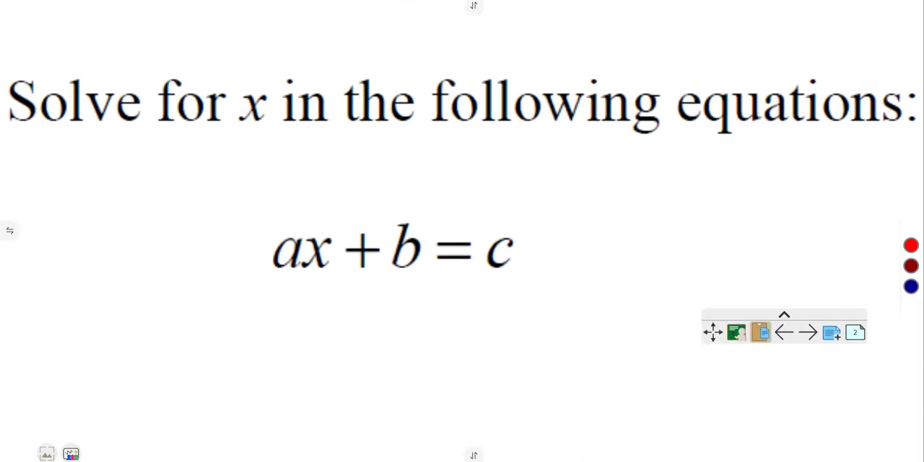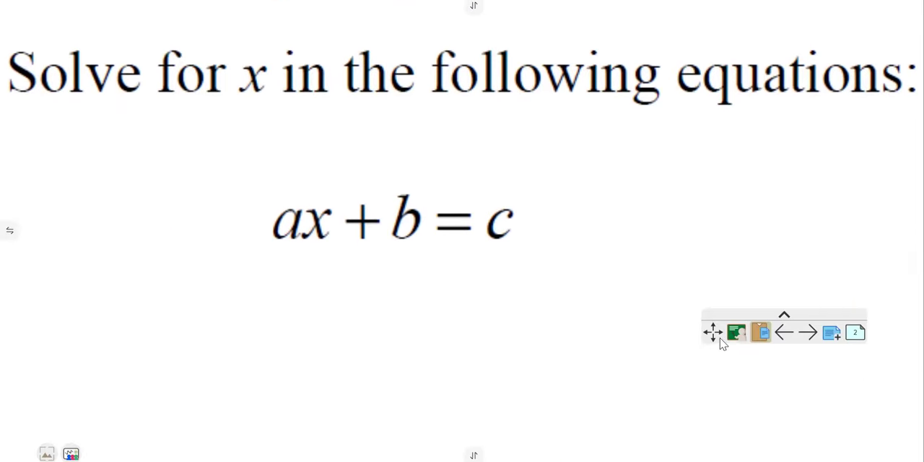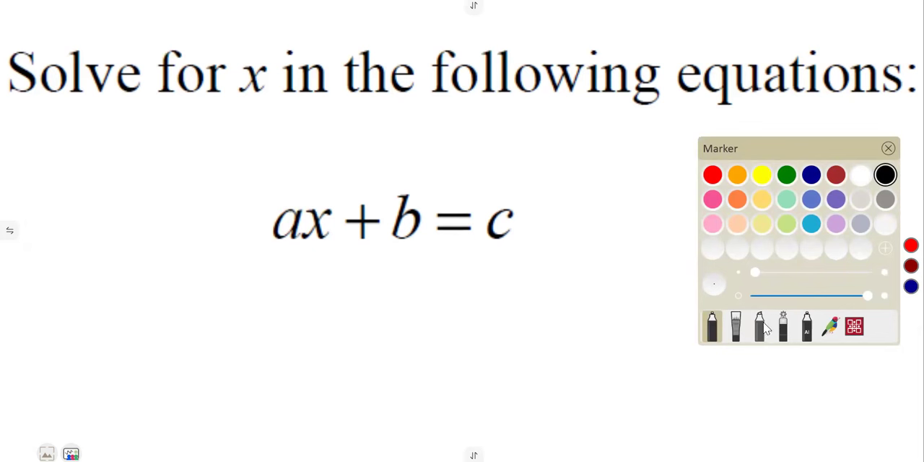All right, let's look into these ones. These ones we are given here to solve for x in the following equations. So there are so many. The first one is the one that we are given here: Ax plus b is equal to c. Make x the subject of the formula. Solve for x. It is to make x the subject.